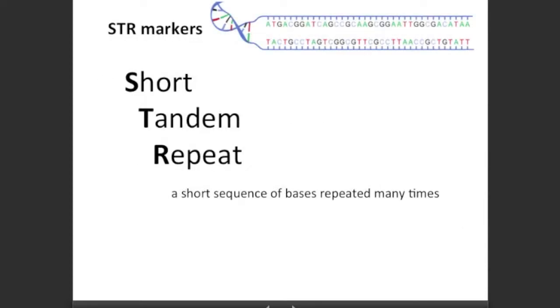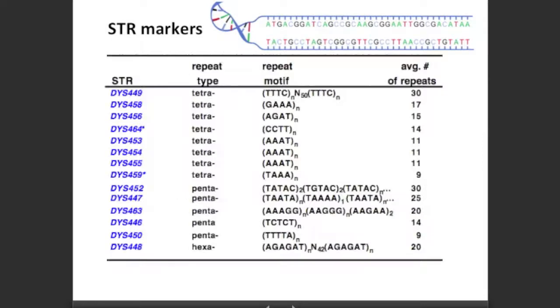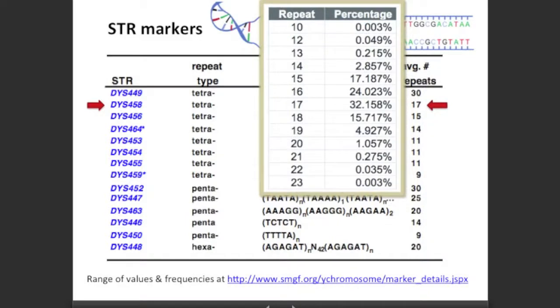So, first type of marker, short tandem repeat, a short sequence of bases repeated many times. And here's the Y chromosome here. Here's an example of various STR markers. This is the repeat motif. And we previously mentioned DYS 458. The repeat motif for DYS 458 is GAAA, repeated n times. And the average number of repeats is 17. Do you remember how many repeats I had? 16. Let's have a look. 17 is the most common.